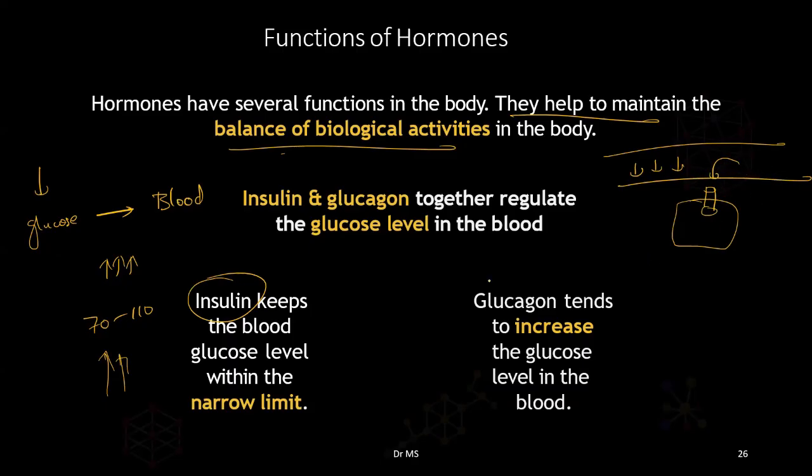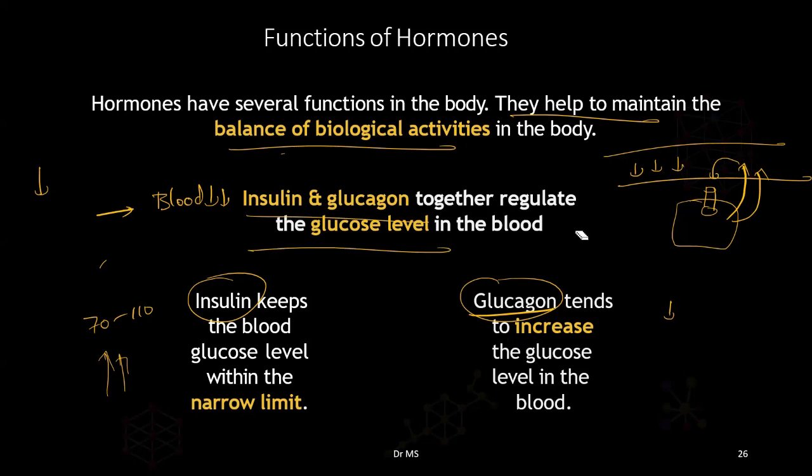Then what will glucagon do? Suppose you are not eating any food, so you are fasting, there will be no glucose, so the blood glucose will fall. Whatever glucose is stored in your liver or in your adipose tissue will be released back into the blood. That's how low blood sugar will be raised with the help of glucagon. So they alternate based on your food intake. That's how insulin and glucagon together regulate the glucose levels in the blood.